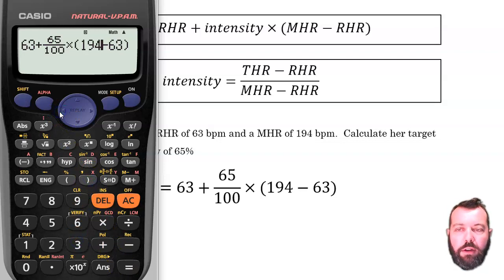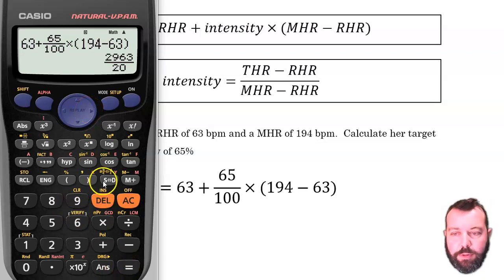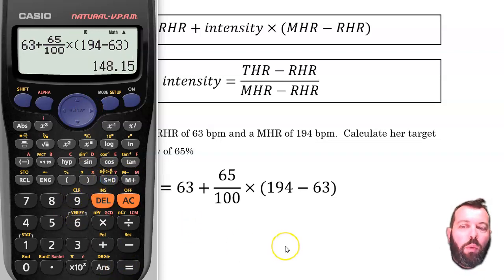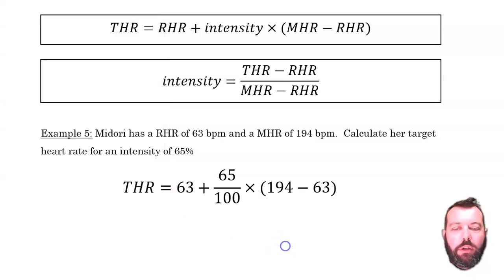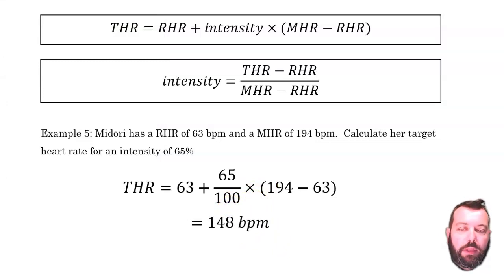Now, I can quickly have a look there. Is that what I wrote down? Looks very similar to me. Equals, that's not a decimal, and I really would like a decimal. So it's about 148.15. And again, these things are far from precise, so I think an answer of 148 will be perfectly fine there. Midori's target heart rate is 148 beats per minute.